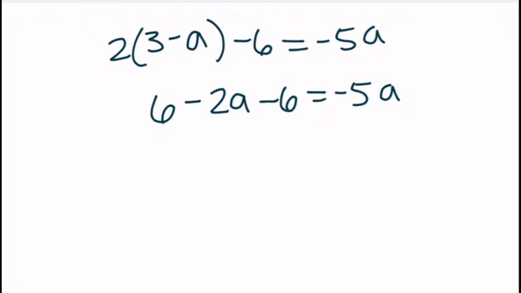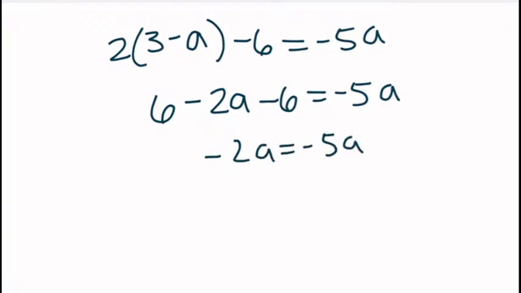Now I'm going to combine like terms before moving anything around, just so we can work with fewer numbers. So on the left side, you see that there are two numerical values, so you can combine them. 6 minus 6 is 0, so that just completely gets rid of them. So you get negative 2a equals negative 5a.